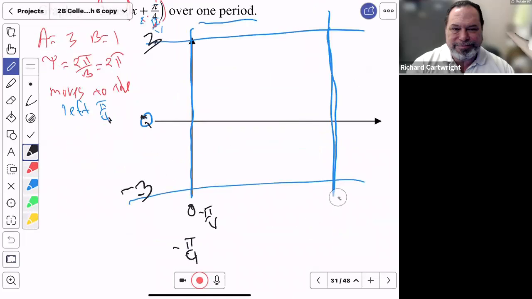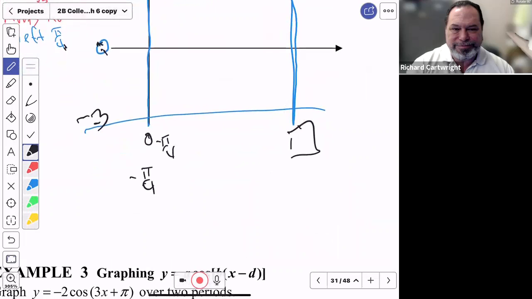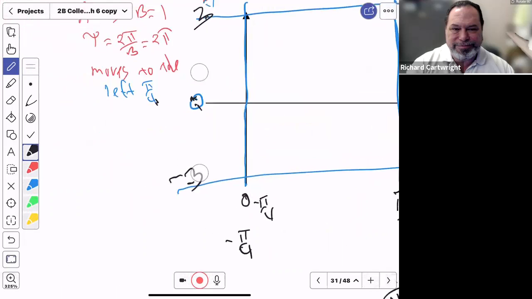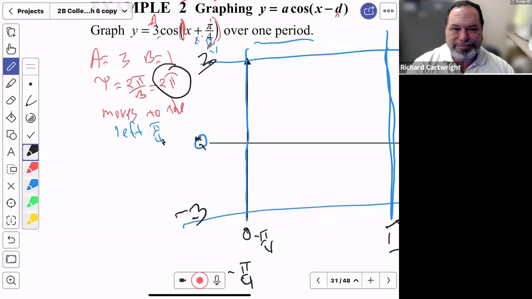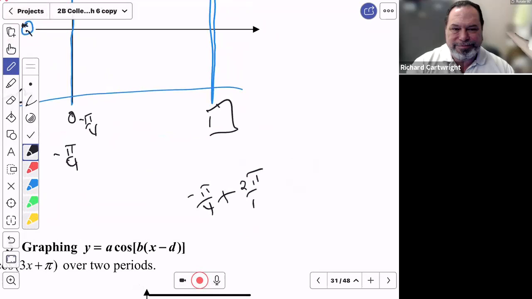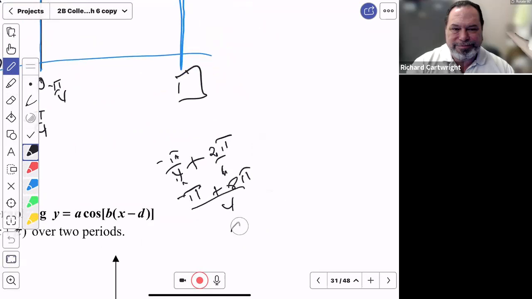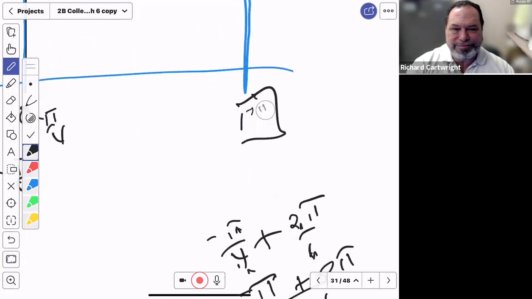And where does it end? Remember the secret? You take where it starts, negative pi over 4, and you add the period. How long will it take to finish? 2 pi. So I have to take the negative pi over 4 and add it to 2 pi over 1. Very simple. 1 times negative pi is negative pi. 4 times 2 pi is 8 pi. 4 times 1 is 4. Negative pi plus 8 pi is 7 pi over 4. That number is 7 pi over 4.